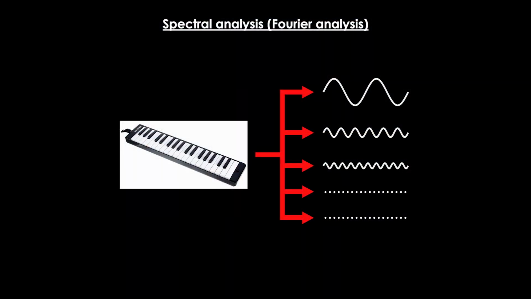Now, we can start talking about spectral analysis. Spectral analysis, also known as Fourier analysis, consists of describing any waveform as a sum of sine waves with different frequencies and different amplitudes. Basically, it is the reverse procedure to additive synthesis. But why use sine waves and not any other type of wave like the square wave? Well, it turns out that the sine wave is quite special.